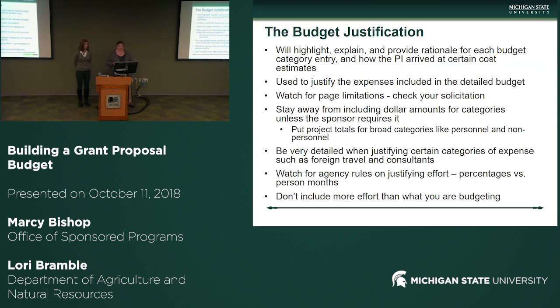The last big piece I want to talk about is the budget justification. A lot of times people say, oh, that's not required, the solicitation doesn't need it, I don't need to do that. Yes, you do. It's really, really important. Even if it ends up being just an internal budget justification, it creates a lot of help for you. So I'm going to go through the things that it does, and then we'll talk about why it's so important. Your budget justification highlights, explains, and provides rationale for each budget category entry and how your PI arrived at that cost. So it provides the cost basis.